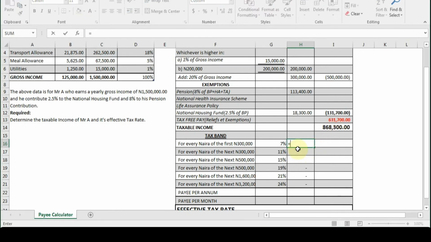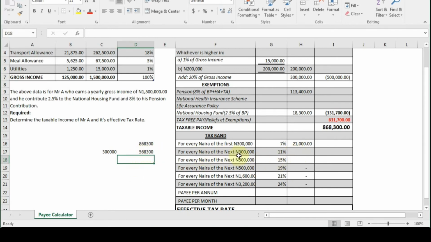So we'll come here and say equal to SUM, open bracket 300,000, multiplied by 7, divided by 100, that's 7%. So that is about it. The next one is some simple calculation here. 868,300, and trust me, you have been able to remove 300,000, so we can say equal to this minus this. So we still have 568,300.